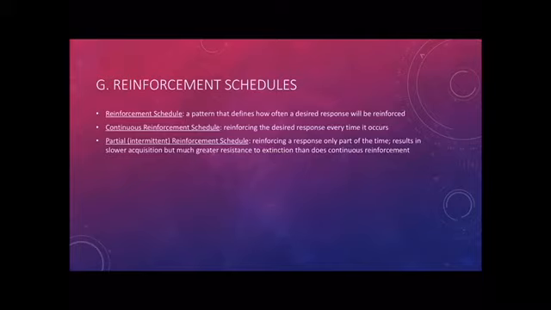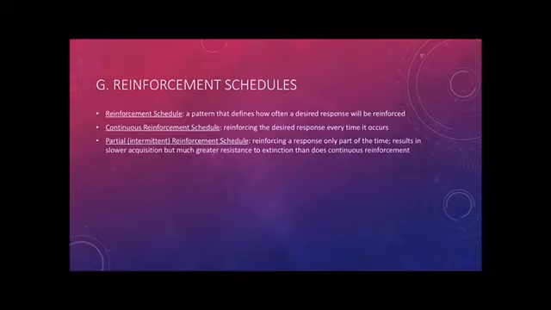So again, fixed, predictable, consistent. You know when your behavior will be reinforced. Variable is unpredictable, inconsistent, random. You don't know when your behavior will be reinforced. Ratio is that your behavior is reinforced after a specified number of times of you doing the behavior. And interval is that your behavior is reinforced after a specific amount of time has passed since you've done the behavior.